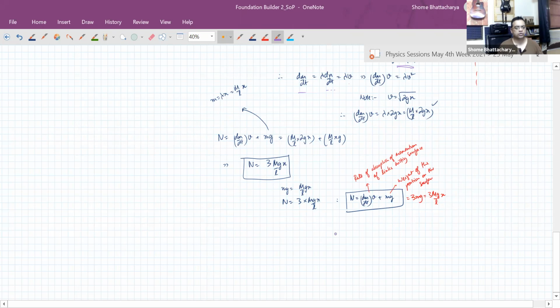So there's a sudden change in normal reaction when the last link of the chain has hit the ground. As it is hitting, it's 3 times the total weight of the chain. But as that collision is completed, it suddenly reduces from 3 times the total weight to just the weight, capital Mg. Okay. So very interesting type of situation here.